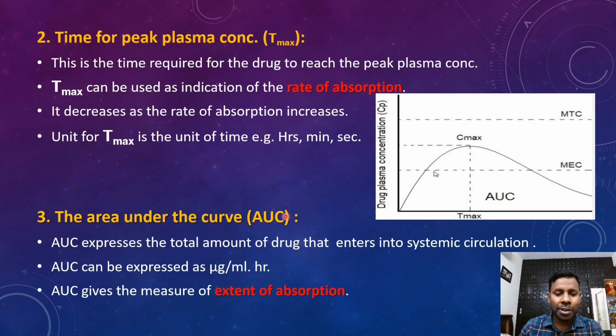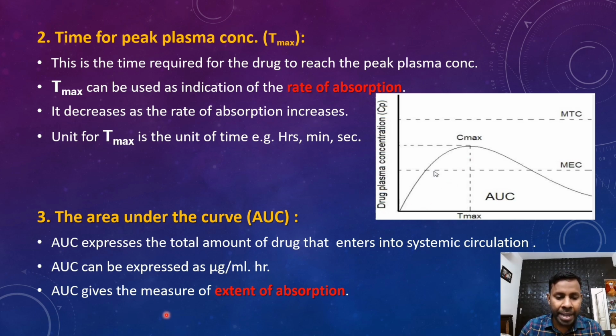Next, AUC, area under the curve. This AUC means the total area under this curve. This total area is called AUC, area under the curve. How will it be helpful in measurement of bioavailability? This will indicate the extent of drug absorption.